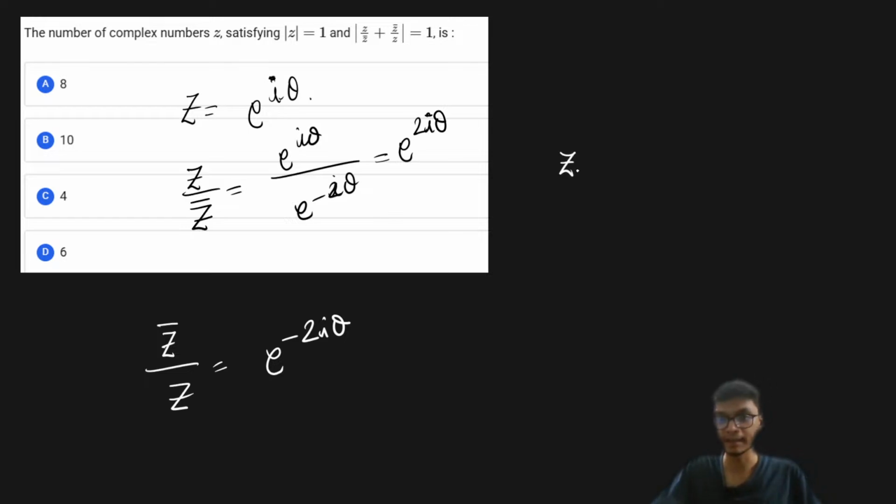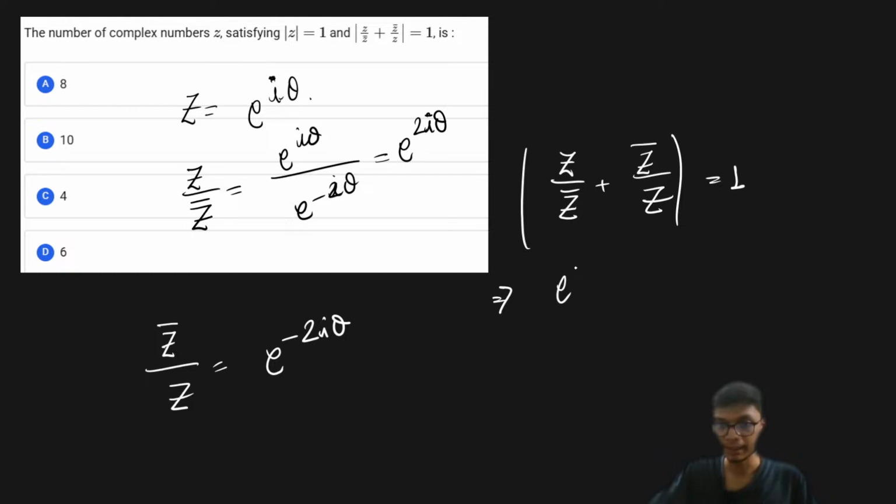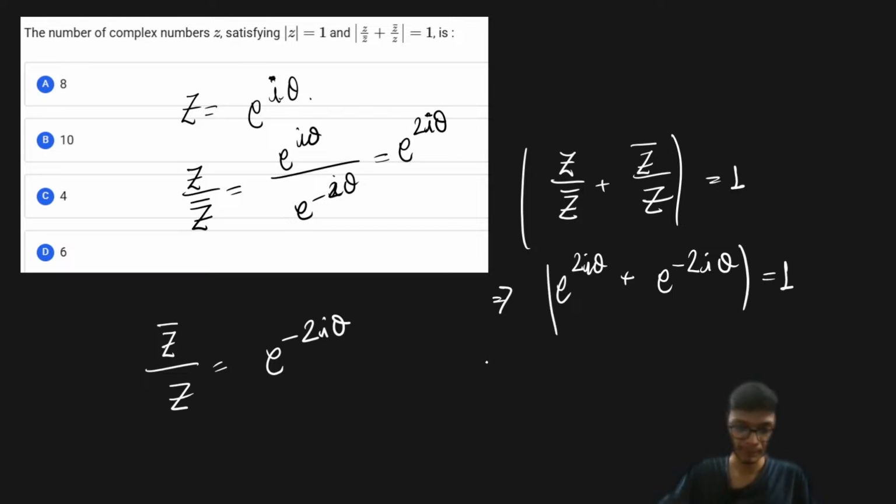And it is also said that |z/z̄ + z̄/z| is equal to 1, which you can simplify as |e^(2iθ) + e^(-2iθ)| is equal to 1, right?